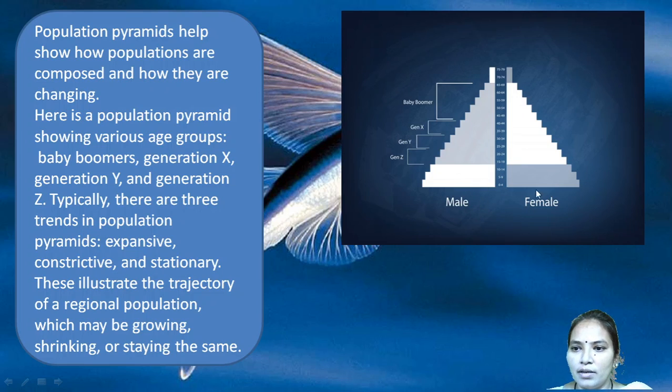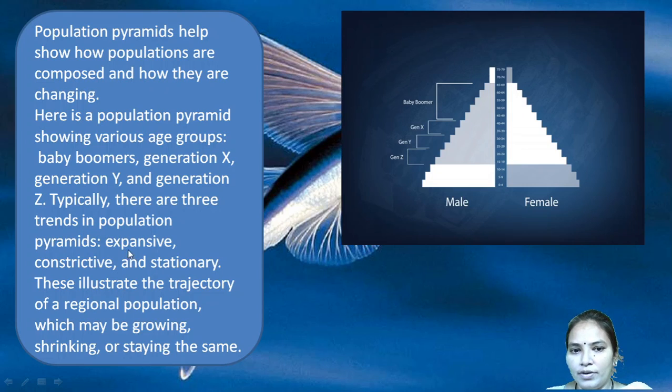So over here we can see the male and the female population, whereas this is generation Z, Y and X, and these are the babies which are born, which are called the baby boomers. Here we can see a population pyramid showing various age groups, that is baby boomers, generation X, generation Y and generation Z. Typically there are three trends in population pyramid.